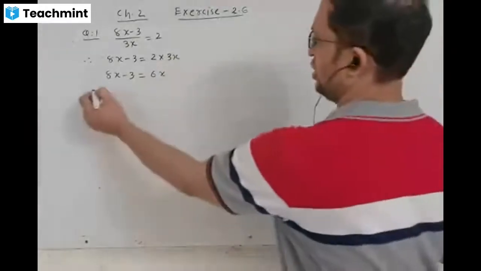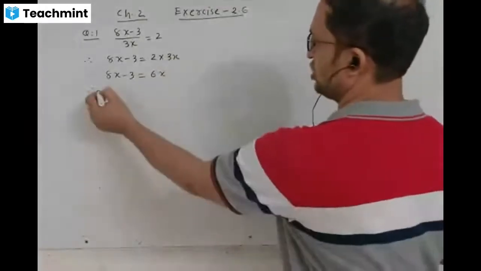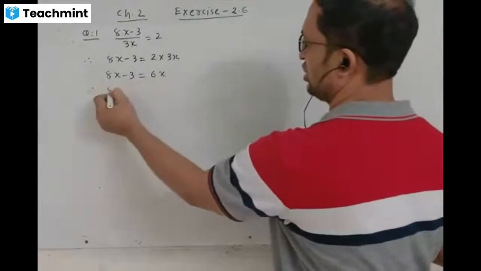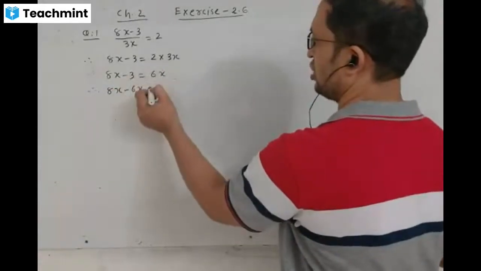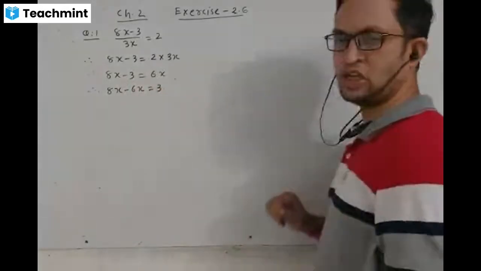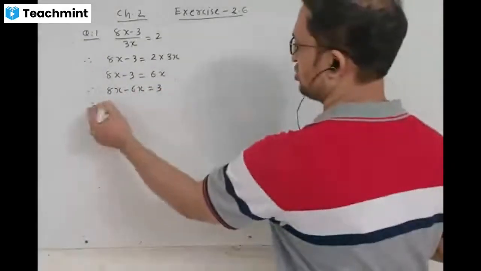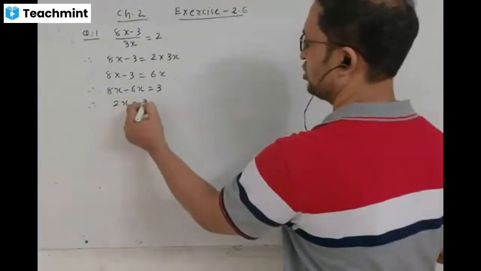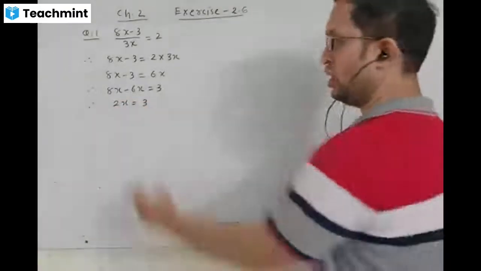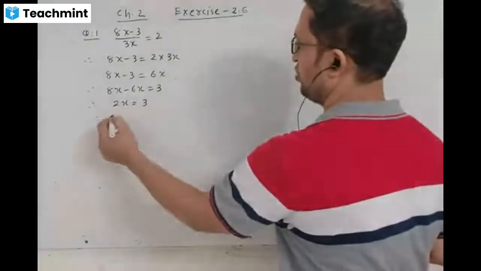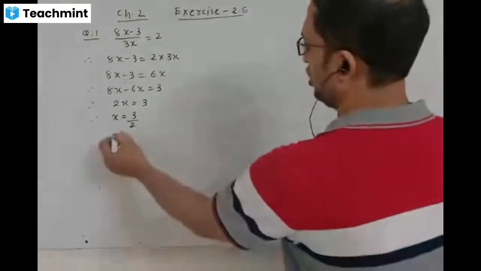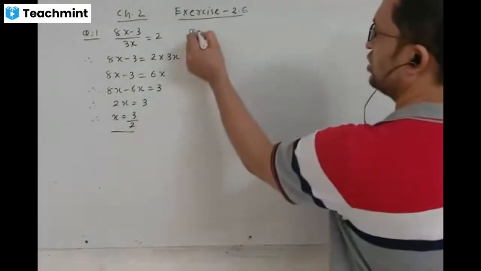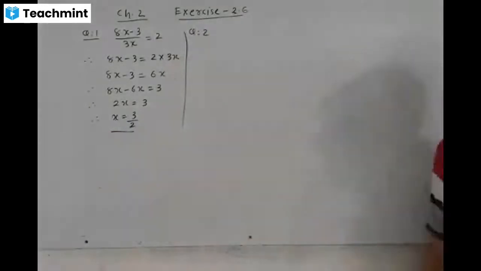Okay. And here 8x minus 3 is equal to 6x. 6x transposing right side to left side, minus 6x, and minus 3 convert to right side, that is plus 3. 8x minus 6x, that is 2x, is equal to 3, and 2 is in denominator form. x is equal to 3 divided by 2, that is the final answer. Okay. Question number 2.